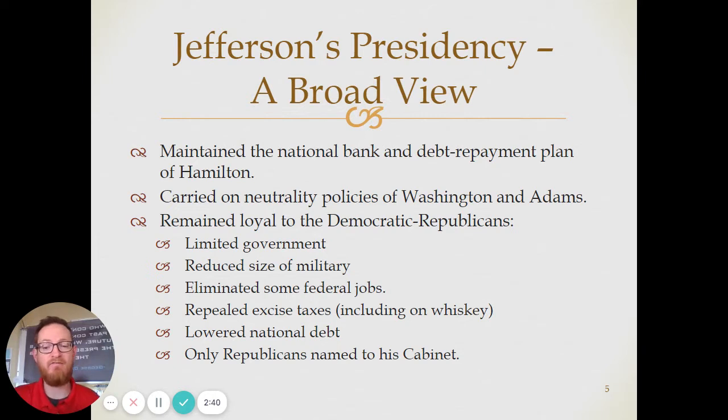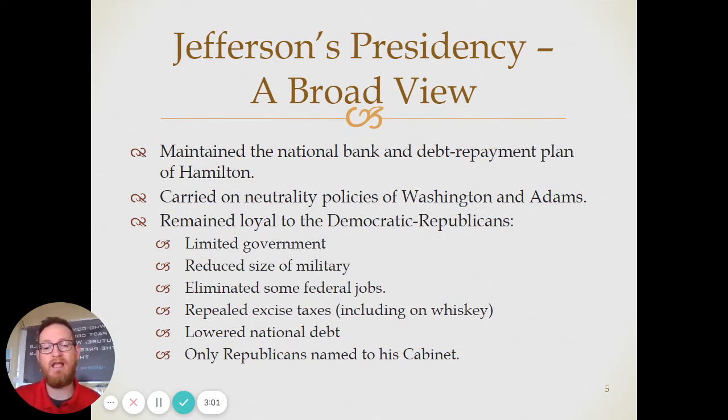He did eliminate some federal jobs. He repealed all excess taxes, including the one on whiskey. You're going to see that under Jefferson, pretty much all internal taxes would be eliminated. The only tax that you would really have is the tariff. Despite that happening, he was able to lower the national debt, so to pay down on that.